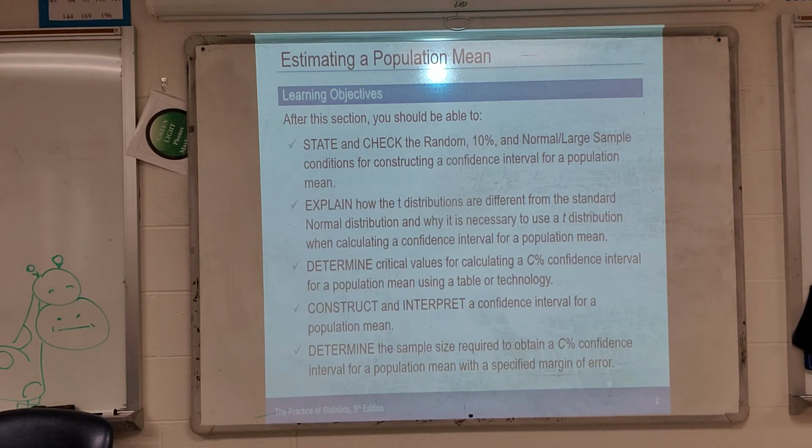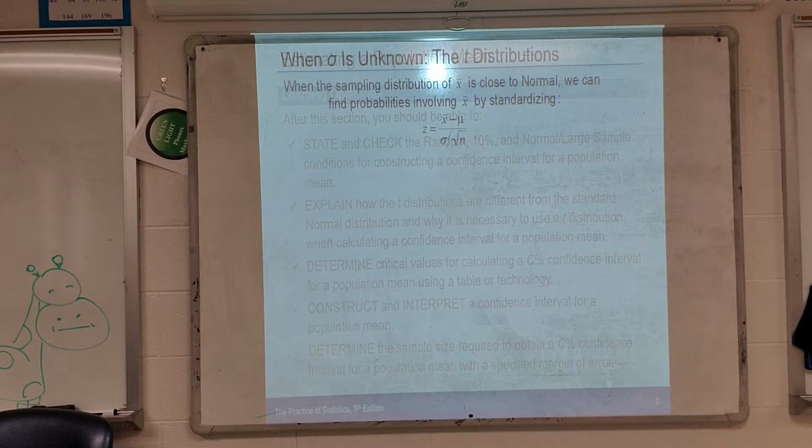We've got to determine the critical values for calculating a C% confidence interval for a population mean using a table or technology. We'll be doing it with technology. Construct and interpret a confidence interval for a population mean, and eventually determine the sample size. We'll do sample size problems here with means as well, just like we did with proportions. We'll see how far we get with this today.